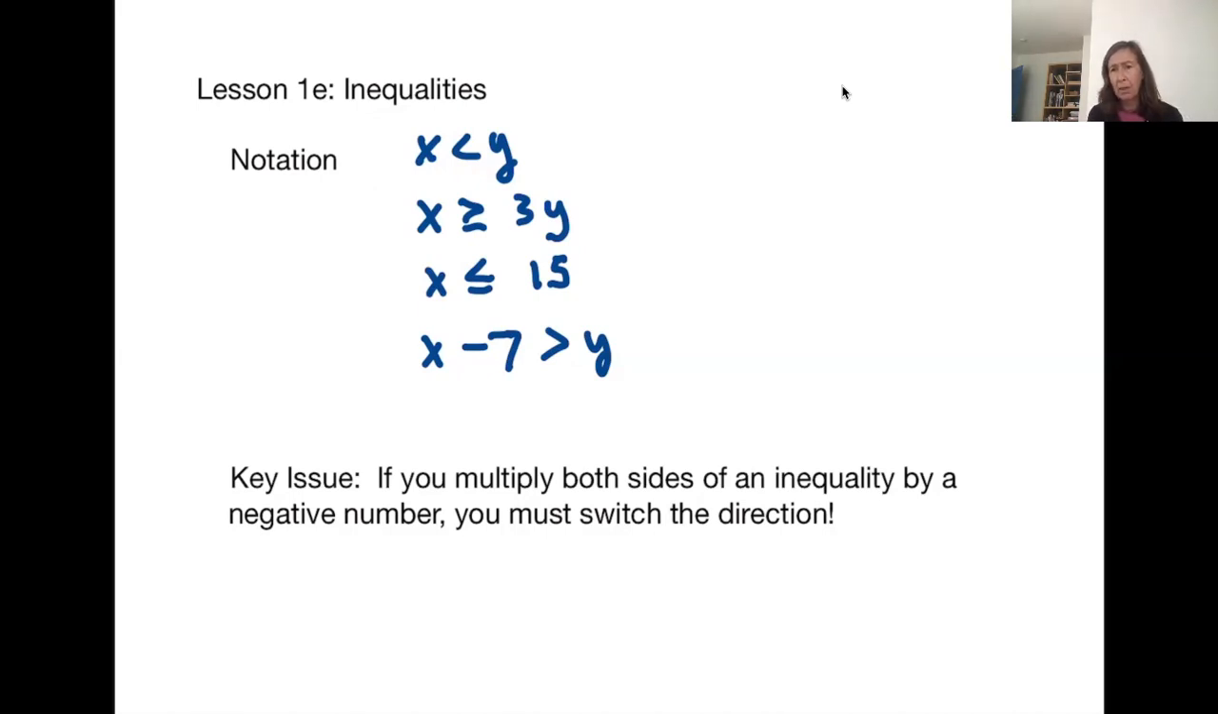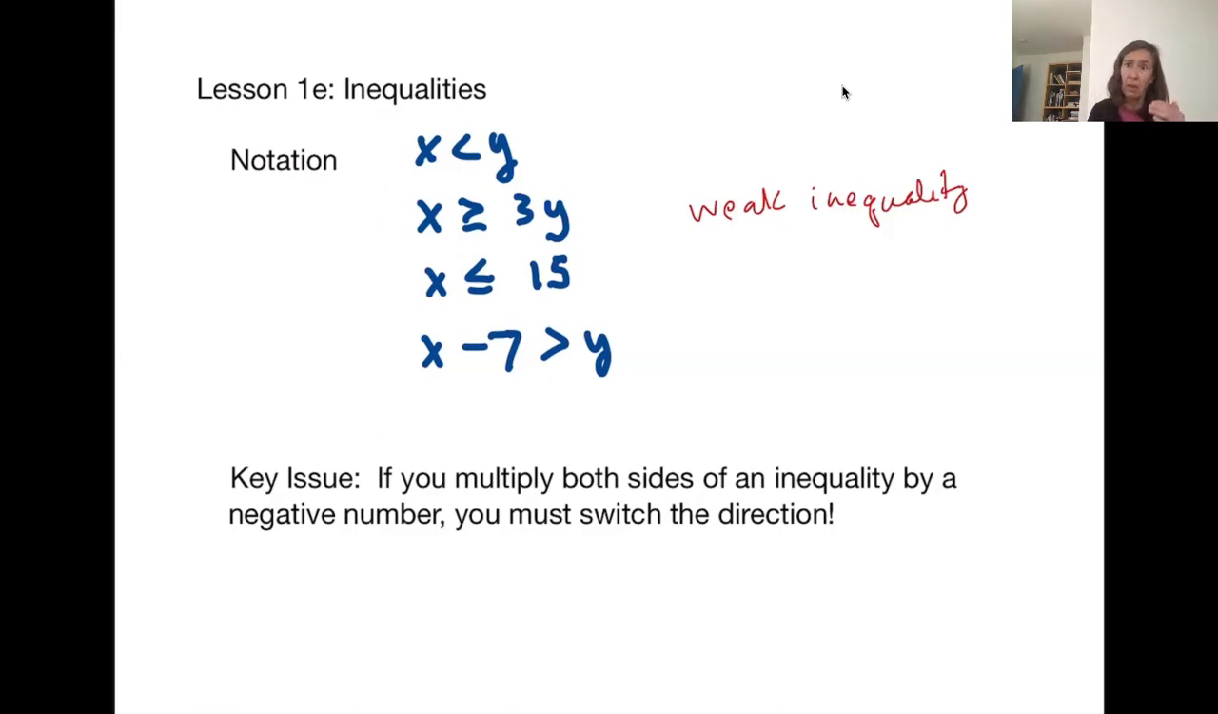The other thing about inequalities is sometimes they are strong and sometimes they are weak. Sometimes they include the endpoint and sometimes they don't. Okay, so this would be the second one here. X is greater than or equal to 3y. That would be a weak inequality. We could say x is weakly greater than 3y. Probably most of the time we would just say x is greater than or equal to 3y.